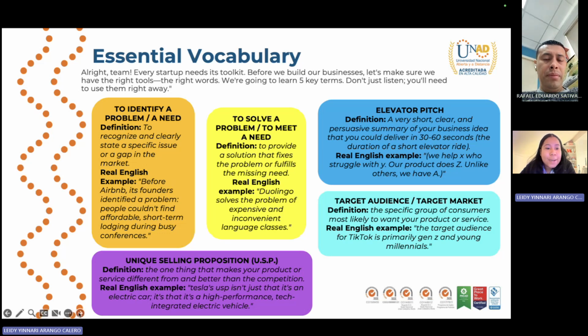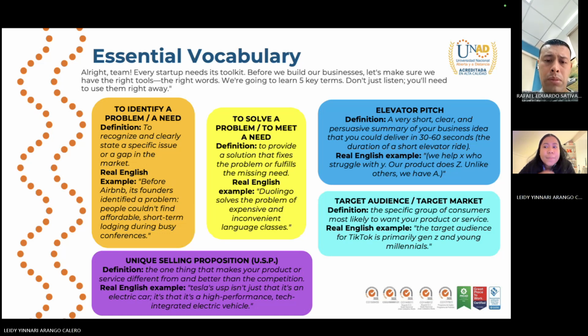Of course. Was all of this essential vocabulary and these definitions clear for you? Did you understand? Do you have any questions so far?